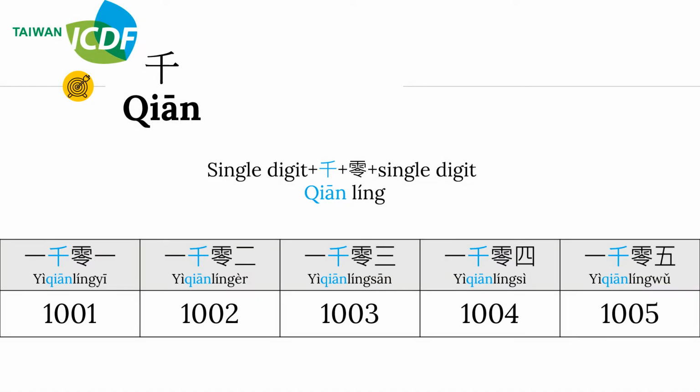It's the same rule as bǎi. If you see a zero between numbers, you must read the zero. For example, 一千零一, 一千零二, 一千零三, 一千零四, 一千零五.